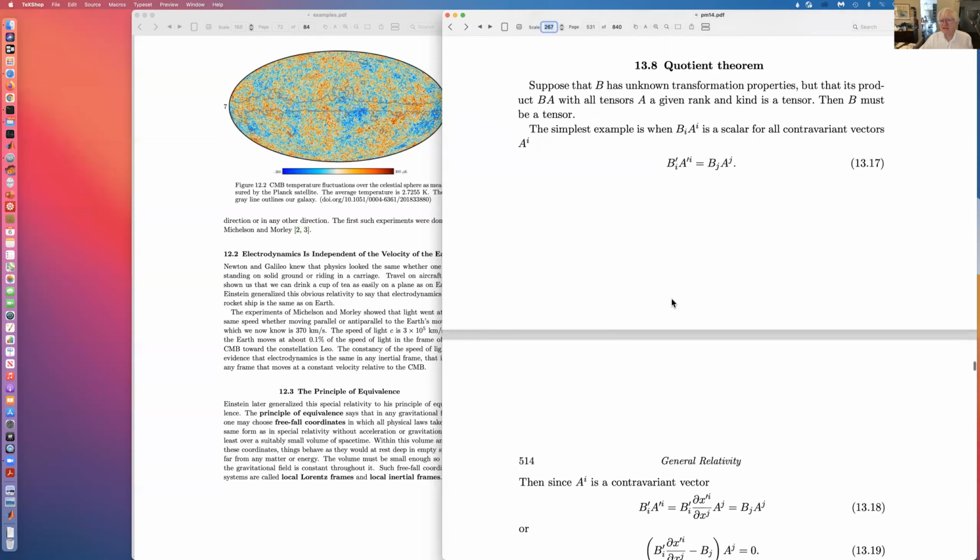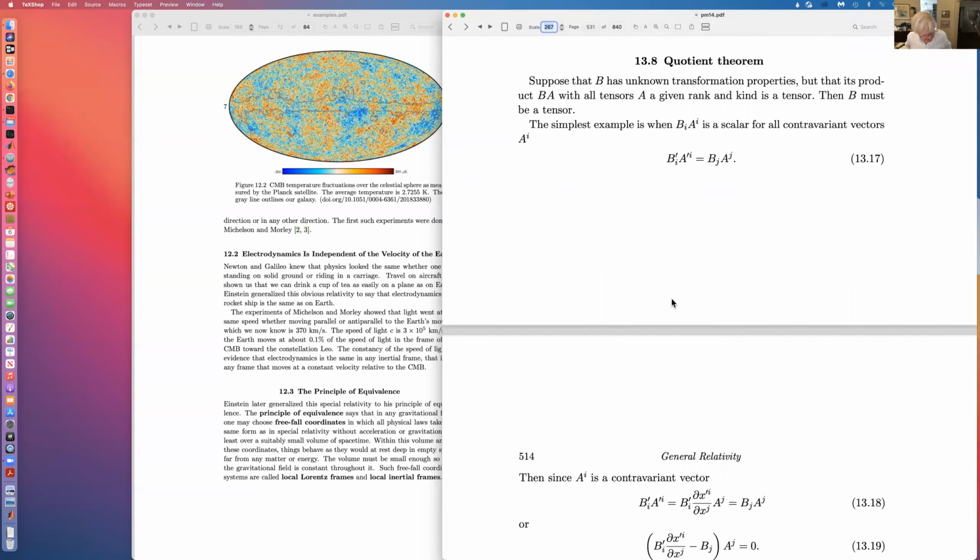Now there's something called the quotient theorem, which is interesting, and there are many ways of stating it. So there's not just one quotient theorem. There's a whole bunch of quotient theorems, and I'll just talk about the simplest one here for the moment. So suppose B has unknown transformation properties. We don't know what it is, but that B A with all tensors A is some kind of tensor.